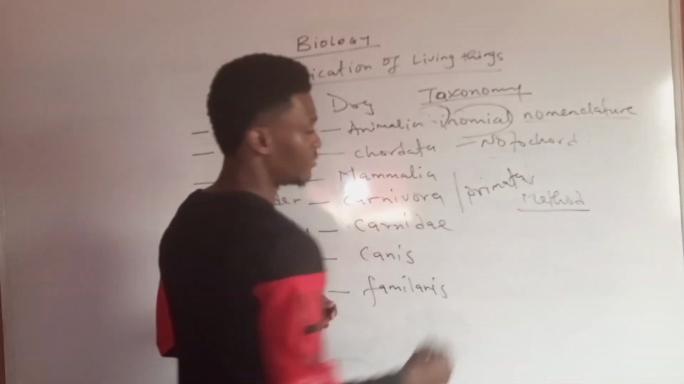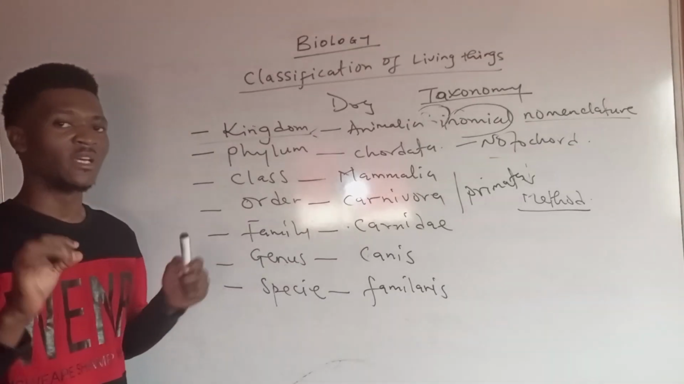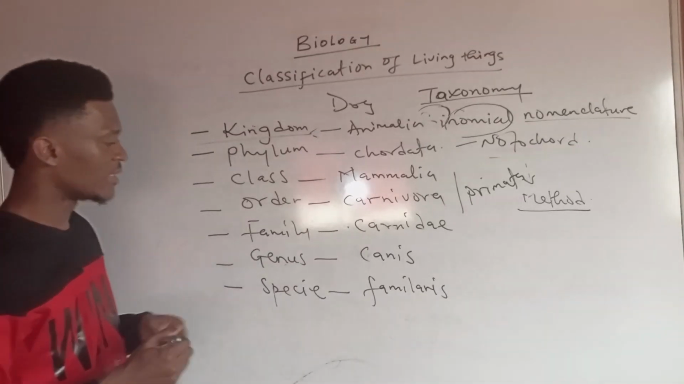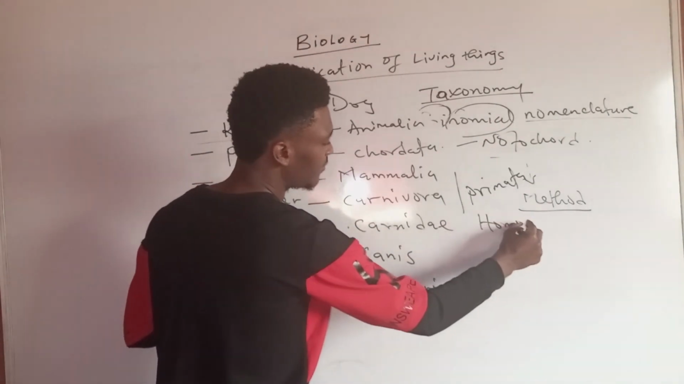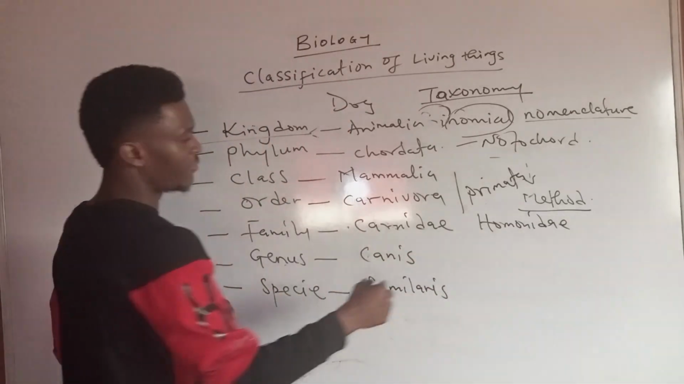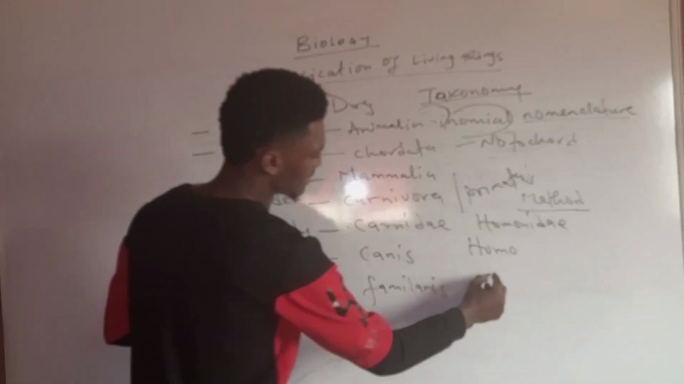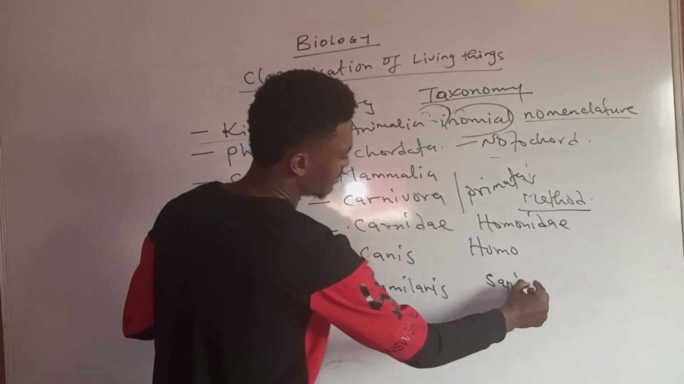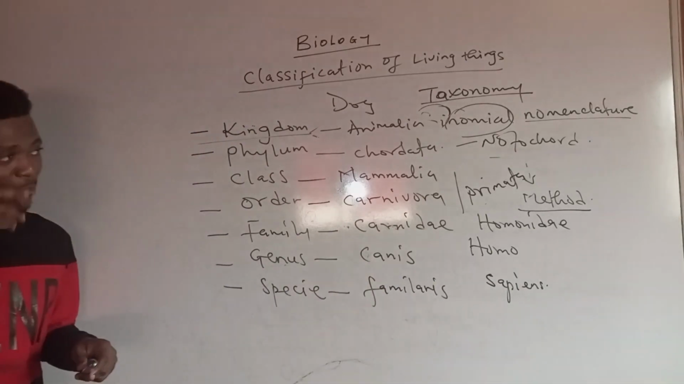Talking about the primates, there is a group of mammals that possess grasping hands and feet. And then the family is known as Hominidae, in terms of man. Then the genus of man is Homo, and the species is sapiens. Okay? So please take note of all these because they are very, very important.